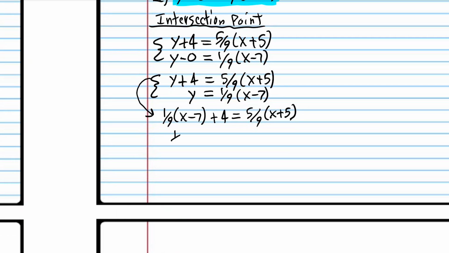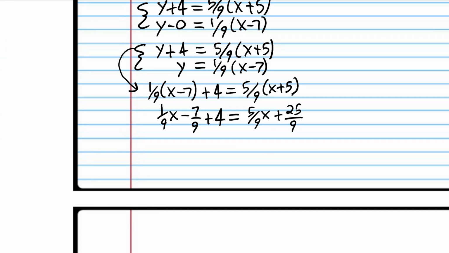1/9 times x is 1/9 x. 1/9 times -7 is -7/9. If you have trouble with that arithmetic, again, you just need to go back and review arithmetic. 5/9 times x is 5/9 x. 5/9 times 5 is 25/9.